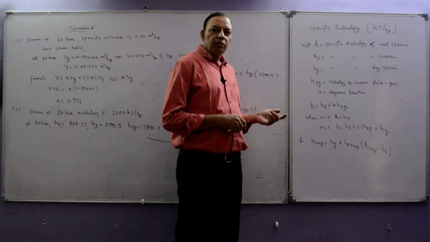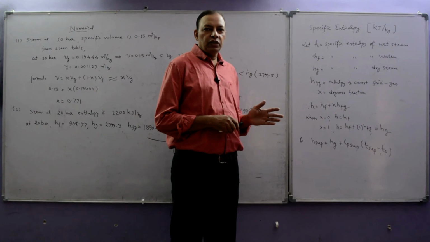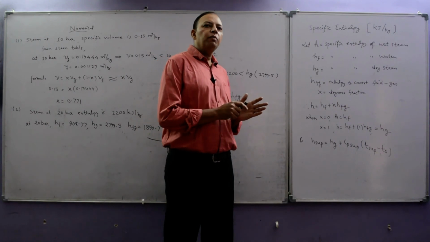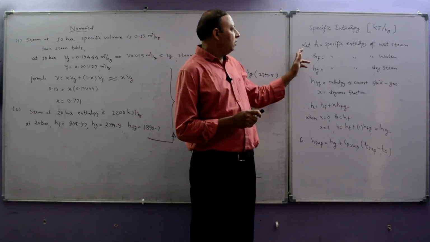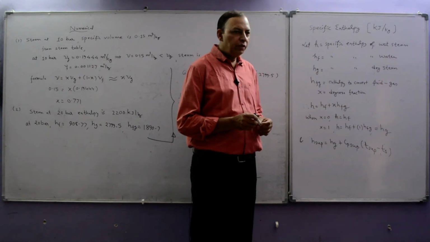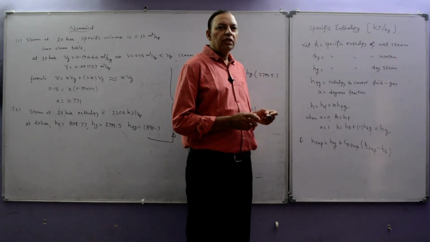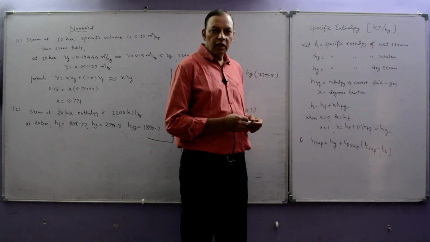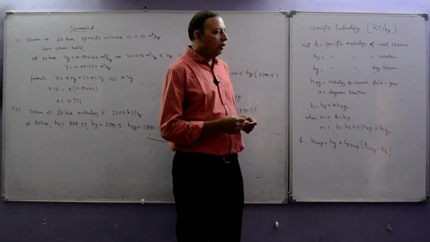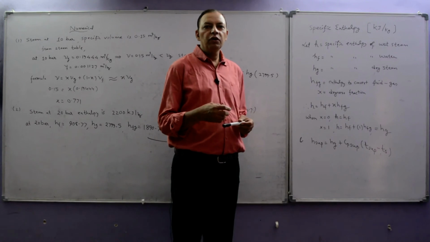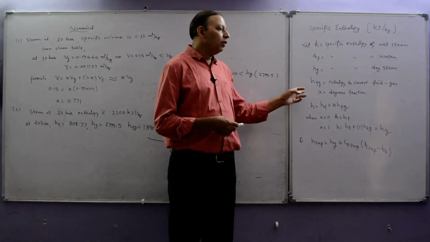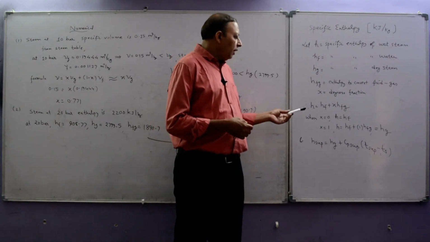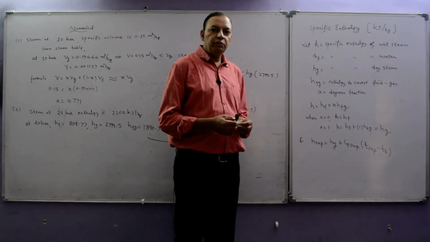The formula derivation of enthalpy of wet steam. Here first of all we will derive the formula of specific enthalpy of wet steam. So let H be the specific enthalpy of wet steam. Similarly, Hf is the specific enthalpy of water, Hg is the specific enthalpy of dry saturated steam, and Hfg is the enthalpy required to convert fluid into gas, and let X be again the dryness fraction. So the formula will be H is equal to Hf plus X Hfg.